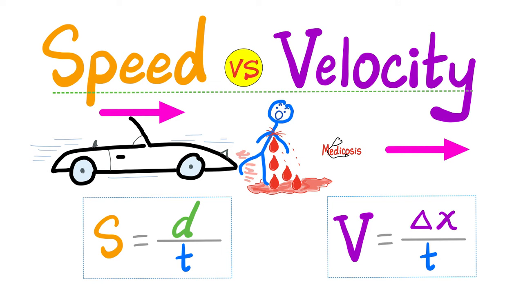Before you watch this video, please watch my video titled Speed versus Velocity. Speed is the rate of change of distance. Velocity is the rate of change of displacement. Distance is a scalar. Displacement is a vector. Therefore, speed is a scalar and velocity is a vector. A scalar divided by a scalar will give you a scalar, speed. But a vector divided by a scalar will give you a vector, velocity. So we can say that speed is derived from distance and time, but velocity is derived from displacement and time.